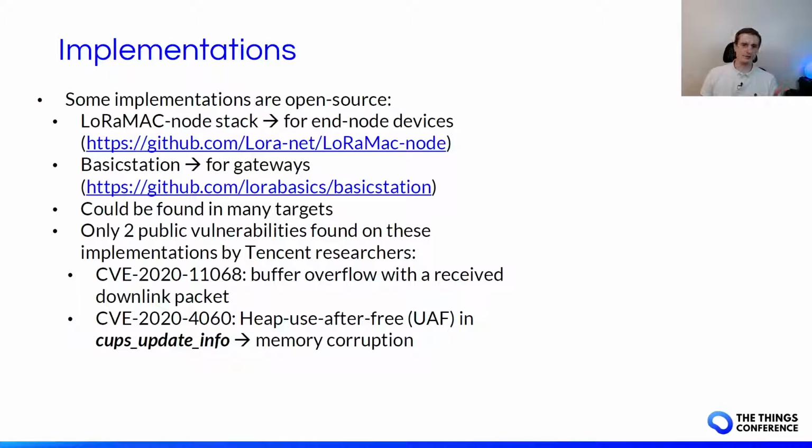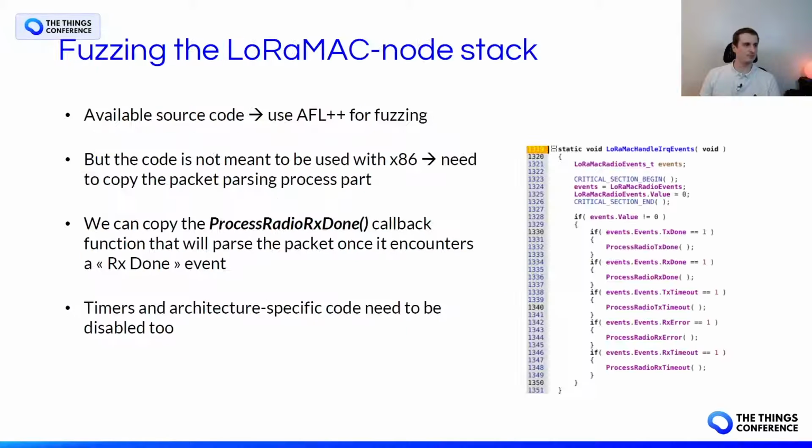So it can also be interesting to find some other vulnerabilities, and that's what we also try to do. But first, for fuzzing the LoRaMac-node stack, as it is open source, we could, for example, use AFL++ in order to automate some fuzzing tests and get some vulnerabilities, maybe try to find some bugs and then try to confirm them as vulnerabilities.